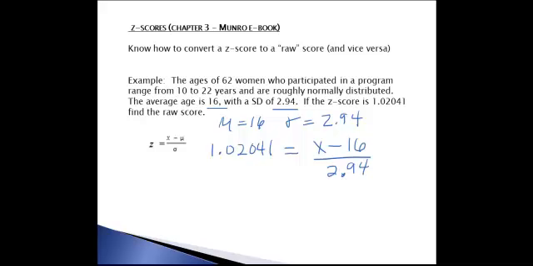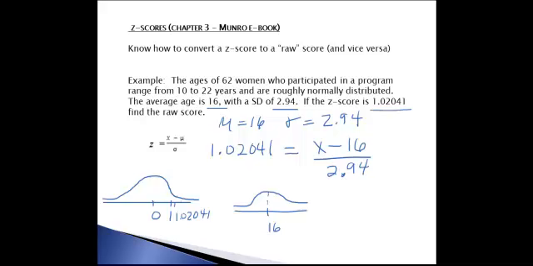Now one of the things I can think about is that this is just barely over one standard deviation away. One would be here, and this is very close, 1.02041. 16 is my actual mean, and one standard deviation away from that would be 18.94. And this is a little bit more than that. So I know that my raw score, or this age, is going to be a little bit more than 18.94. So that's kind of nice to have as a way to check yourself.